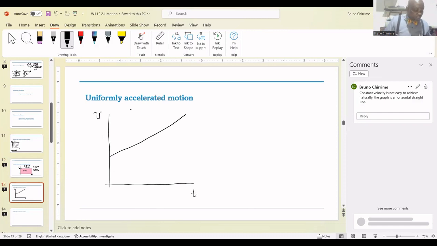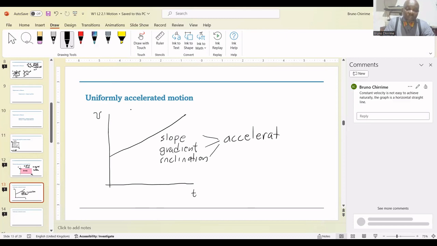Well, the inclination tells us, for one, that the velocity is not the same at all times. As the time passes, the velocity changes. That is what we call acceleration. Of course, acceleration can be negative. So this graph could be facing downwards, which means that we will be looking at it as deceleration. But now we're looking at an acceleration. And what else can we say about uniformly accelerated motion?